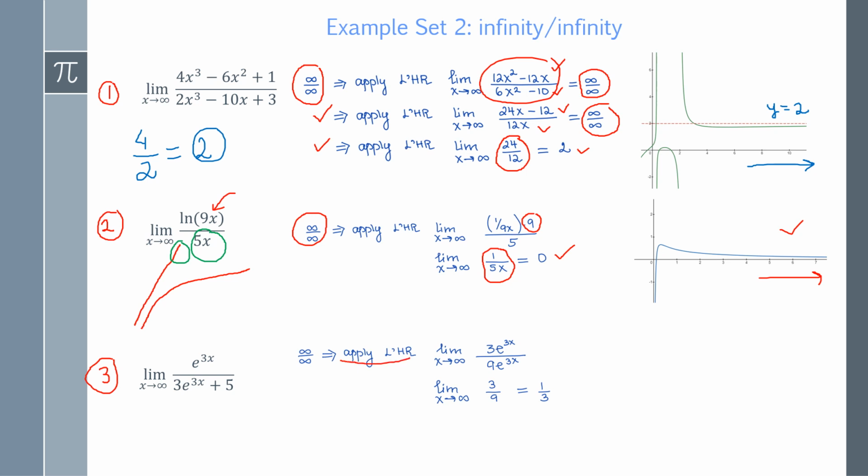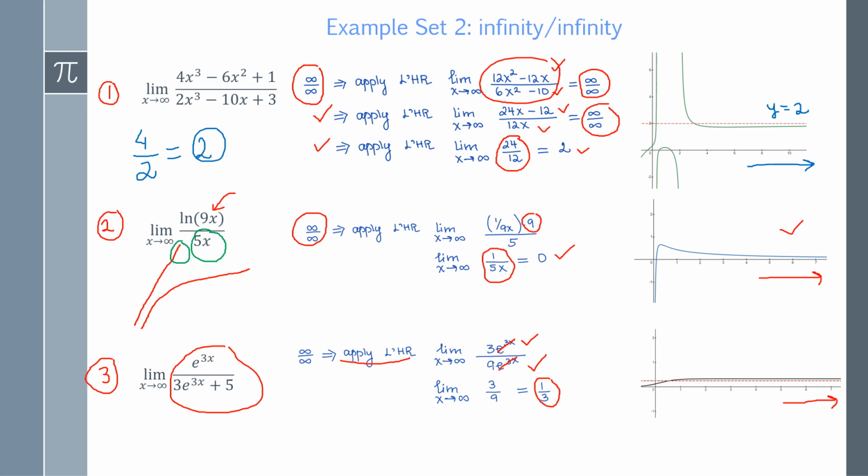I'm going to take the derivative. So on top we get 3e to the power 3x. On the bottom we get 9e to the power 3x, and these expressions cancel out. Okay, so we just get a constant term, 3 over 9 or 1 over 3. All right, and we can confirm by sketching our function. So I'm sketching this function right here. Notice what happens as x goes to infinity, the branch is approaching 1 over 3.